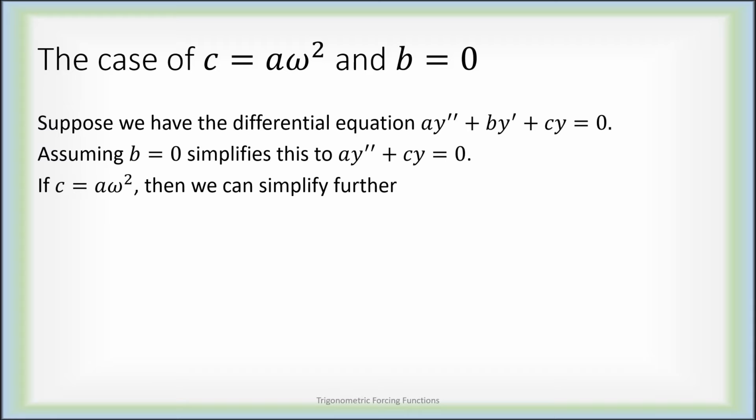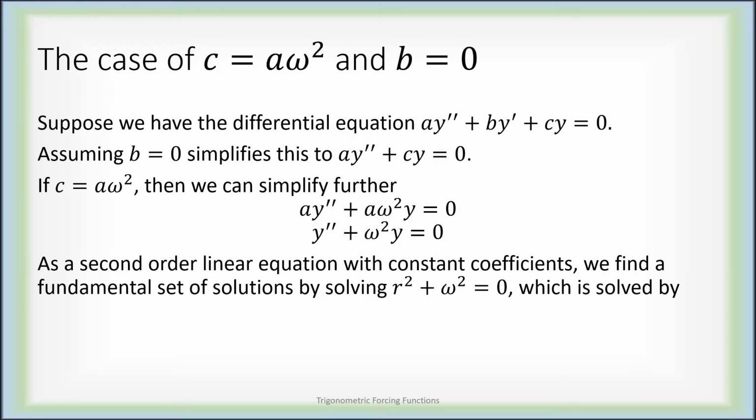Substituting in c is equal to a omega squared, and we end up with this, ay double prime plus a omega squared y equals 0. Since a is a constant, which isn't 0, we can divide it out, and we end up right here. This is a second-order linear equation with constant coefficients.